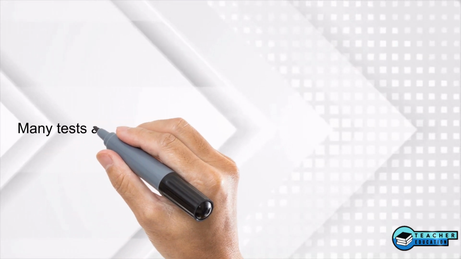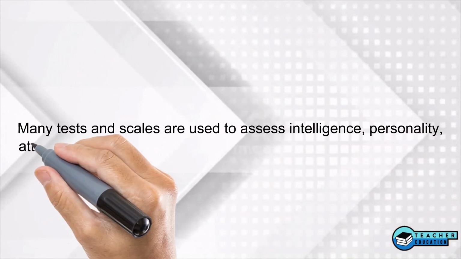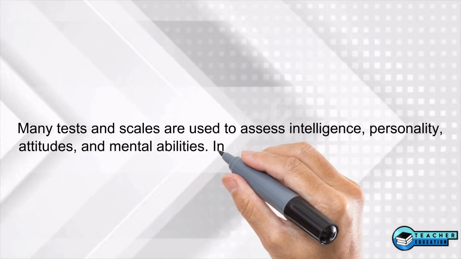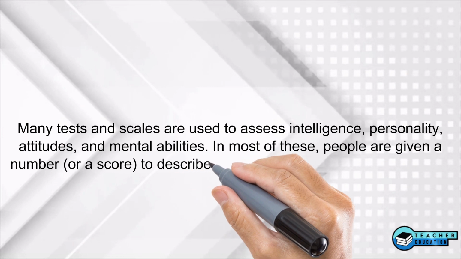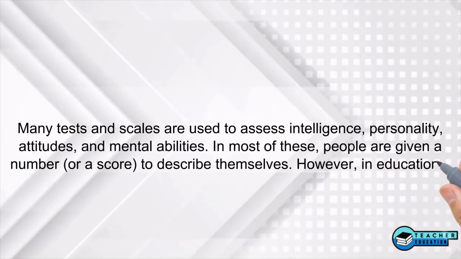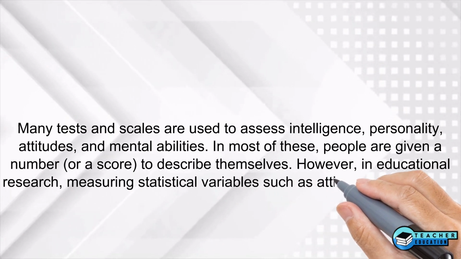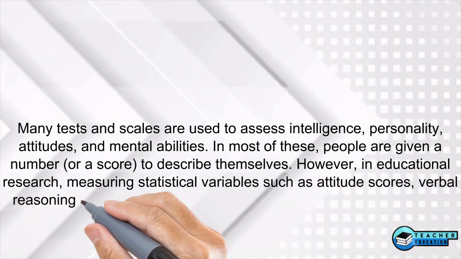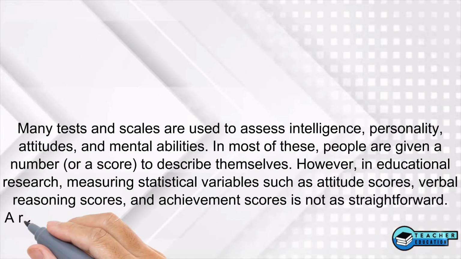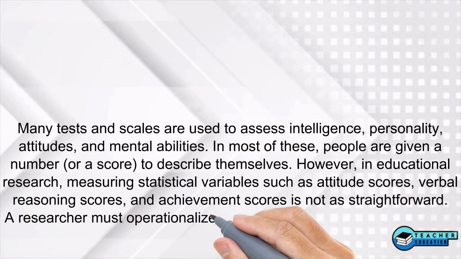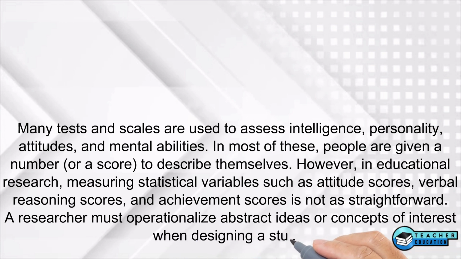Many tests and scales are used to assess intelligence, personality, attitudes, and mental abilities. In most of these, people are given a number or a score to describe themselves. However, in educational research, measuring statistical variables such as attitude scores, verbal reasoning scores, and achievement scores is not straightforward. A researcher must operationalize abstract ideas or concepts of interest when designing a study.